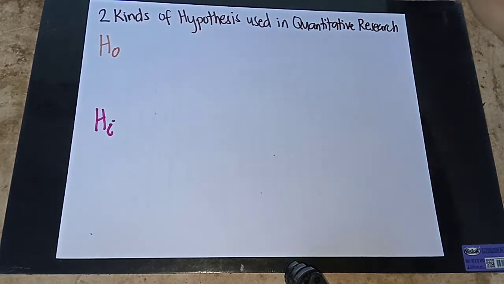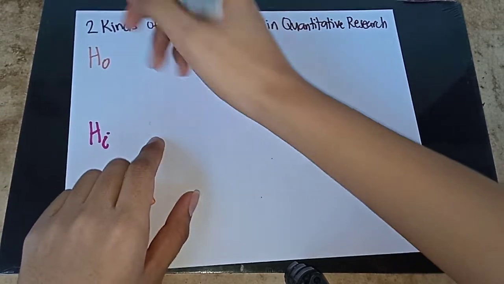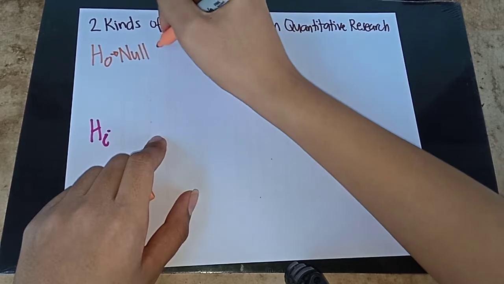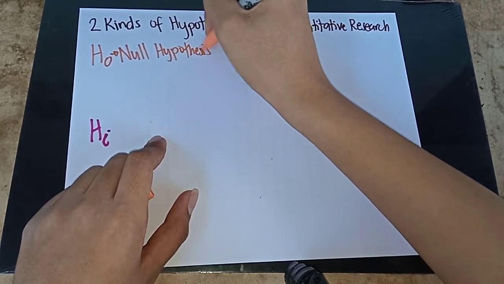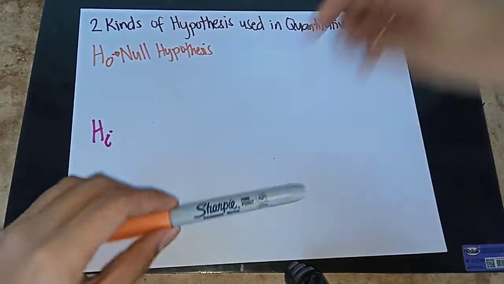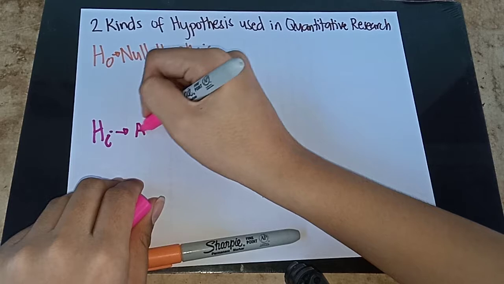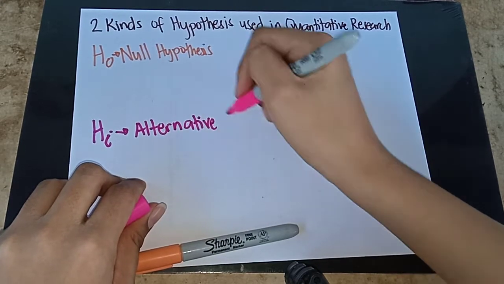So, this hypothesis with H sub 0 will be known as the null hypothesis. So, the null hypothesis. While this hypothesis with H sub I will be known as the alternative hypothesis.